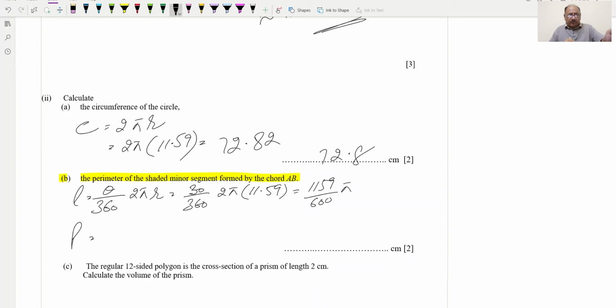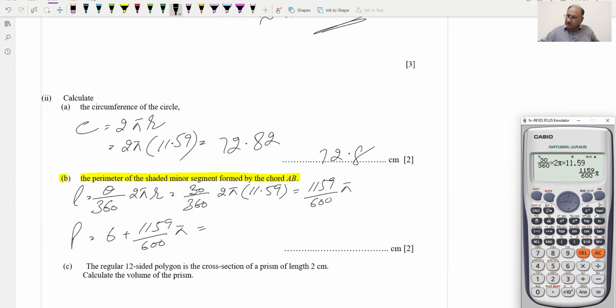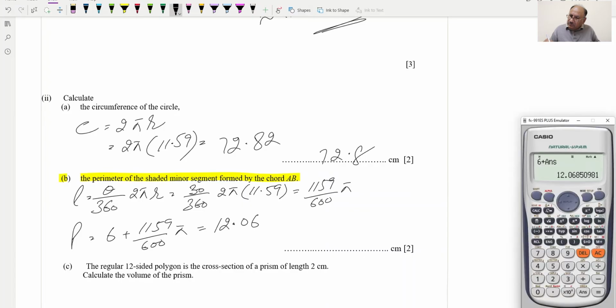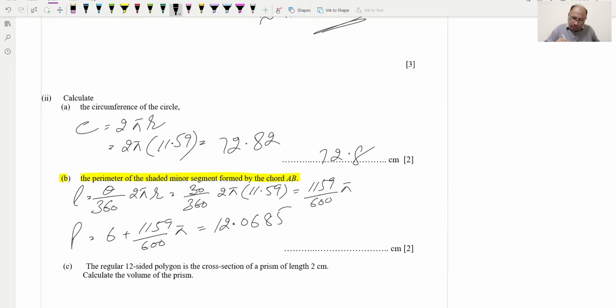Perimeter will be 6 plus the 6.06 that we have calculated, and this will be equal to 12.06. This is 85 also, so we will round it to 12.1, and 12.1 will be the perimeter. You understood this.